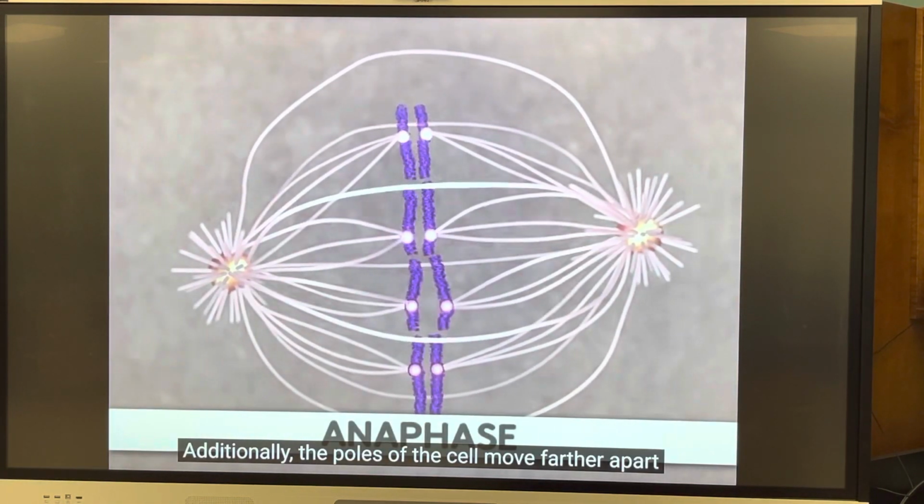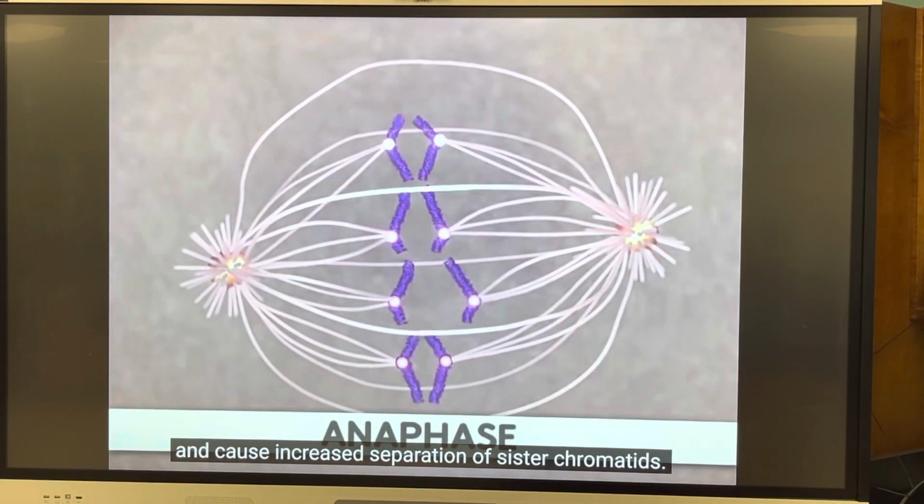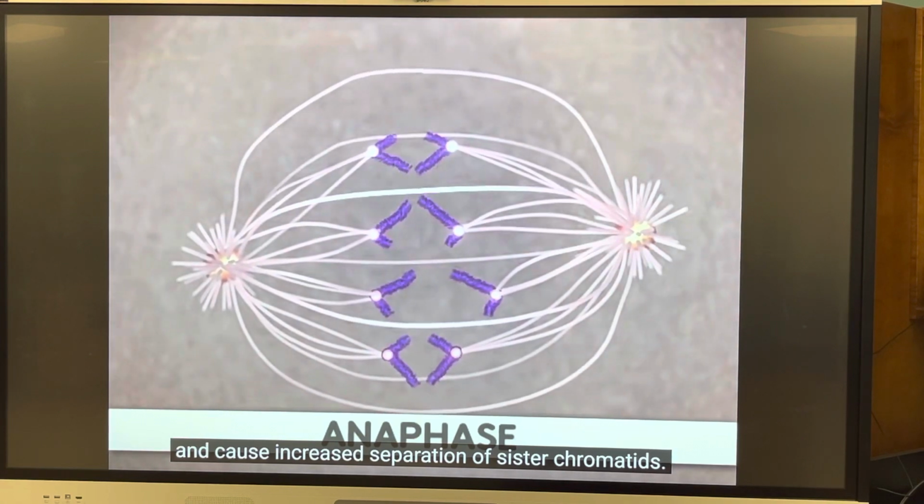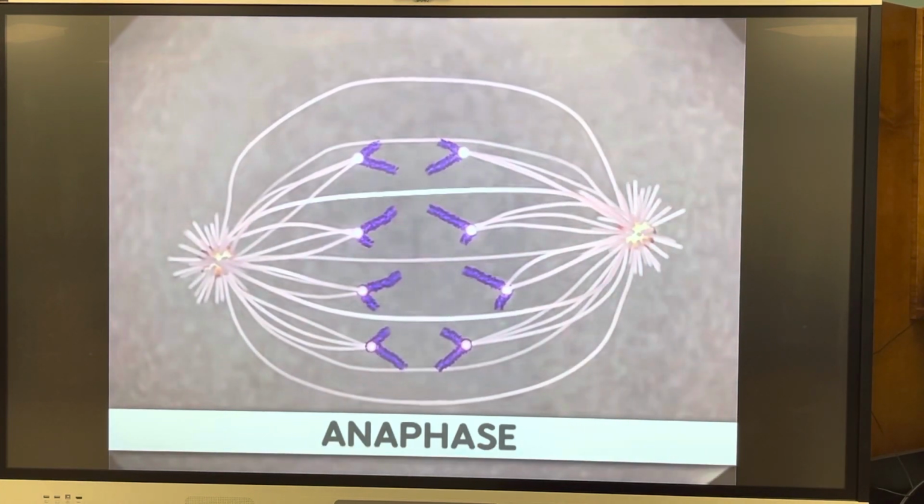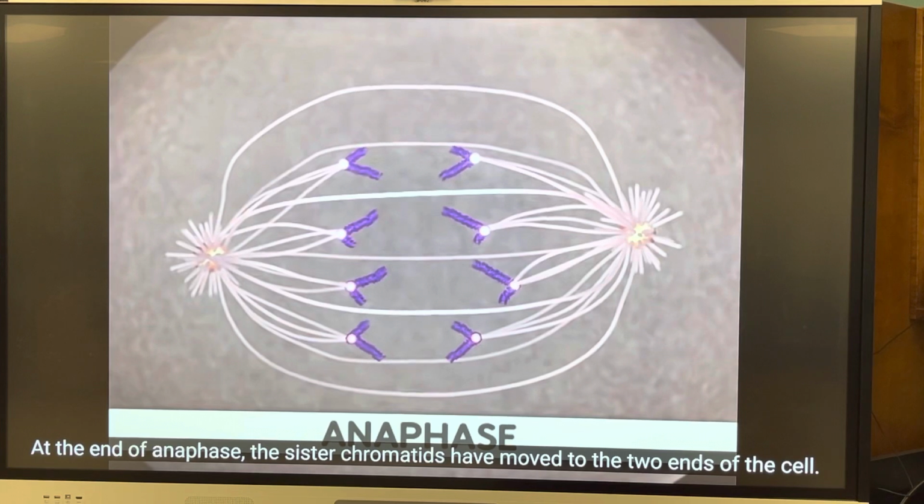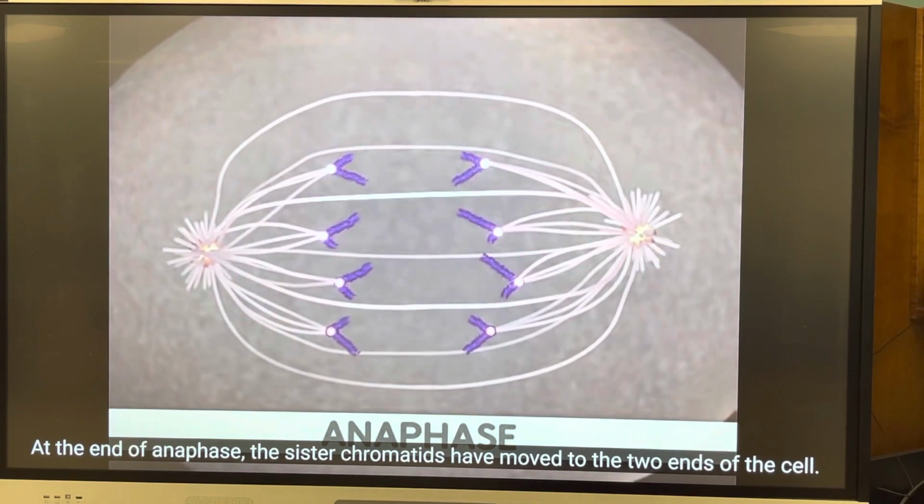Additionally, the poles of the cell move farther apart, causing increased separation of sister chromatids. At the end of anaphase, the sister chromatids have moved to the 2 ends of the cell.